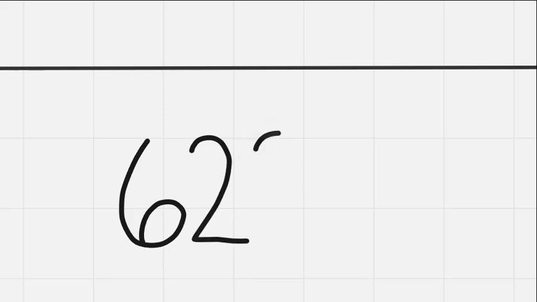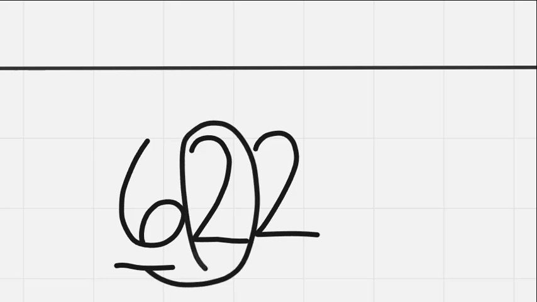Our first number is 622. Write that on your paper or your board. When we round to the nearest hundred, we need to underline the hundreds place. The 6 is in the hundreds place. Then we need to look at the number behind it, which is 2. The 2 is going to tell 622 how to round.